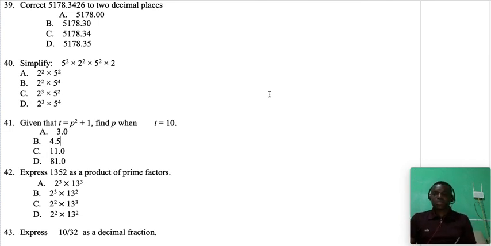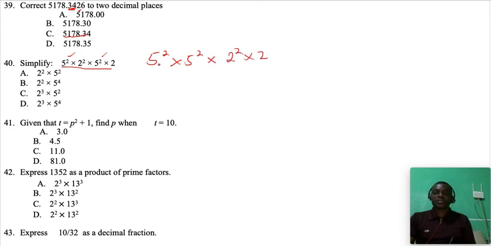So we have to also correct or convert this to two decimal places. So after the decimal point, we need two numbers. So it is 3, 4 because the next number is less than 5. So 3, 4. So this is the answer straight away. So we have to simplify this one. So let's take 5, 5 to one side. So 5 raised to the power 2 times 5 raised to the power 2, times 2, 2 times 2. So indices, you add the powers. So it will be 5 raised to the power 4 times 2 raised to the power 3. This is the answer.